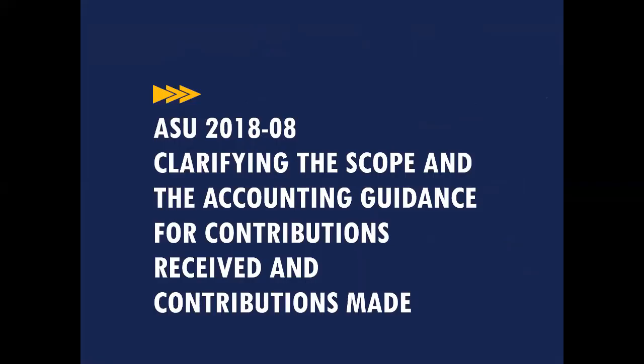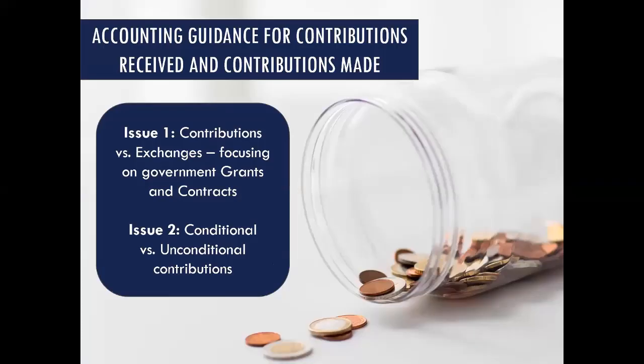So the first one we're going to dive into today is 2018-08, which is clarifying the scope and the accounting guidance for contributions received and contributions made. Again, today we're focusing mostly on the revenue recognition side of this standard. So really, the clarity that's being provided through this standard is centered around two issues.